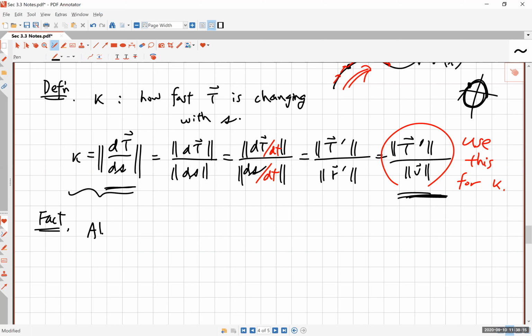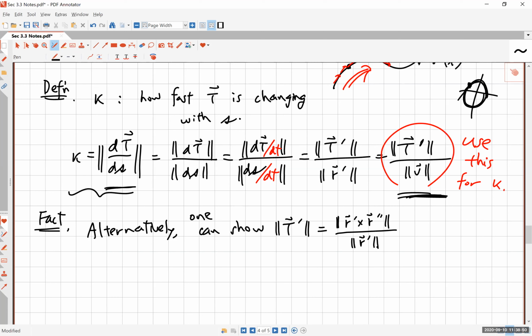All right, now there is another formula for this. Alternatively, you can show, and I'm not going to do this, but one can show that capital T prime, what's in the numerator, can be written as, and this is some work to do if you have to prove this, it turns out it's r prime cross product r double prime. Find the norm of that. You divide it by the norm of r prime, that's of course the speed, cubed. No, sorry, it's squared.